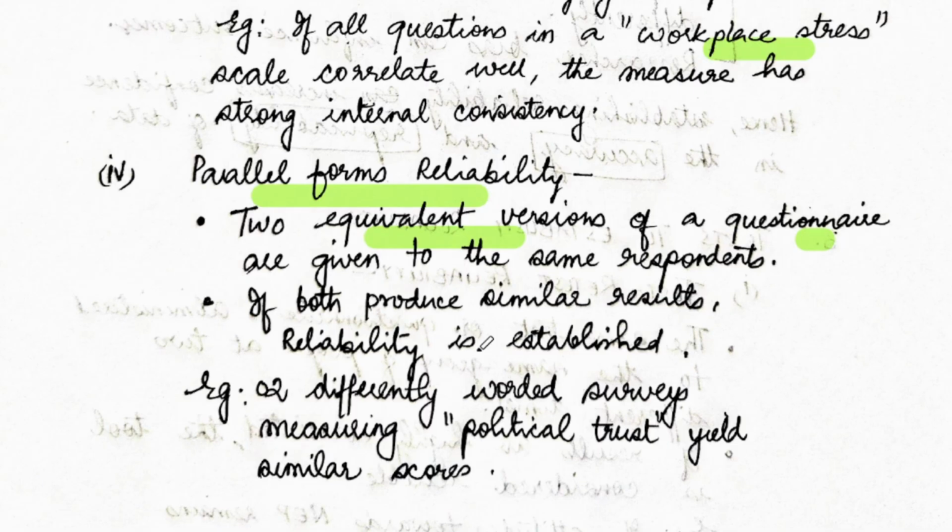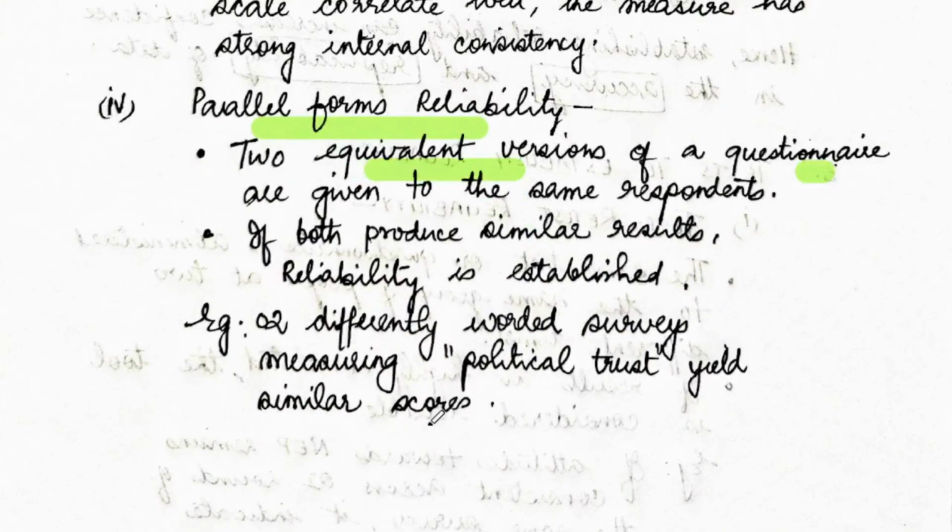For instance, one survey may ask, how much do you trust the government? Another one will ask, how confident are you in government decisions? So wording has been changed, but the question is actually same. So these are equivalent versions of the questionnaire. Now, if these two differently worded surveys yield similar scores, then we can say it has parallel forms reliability.